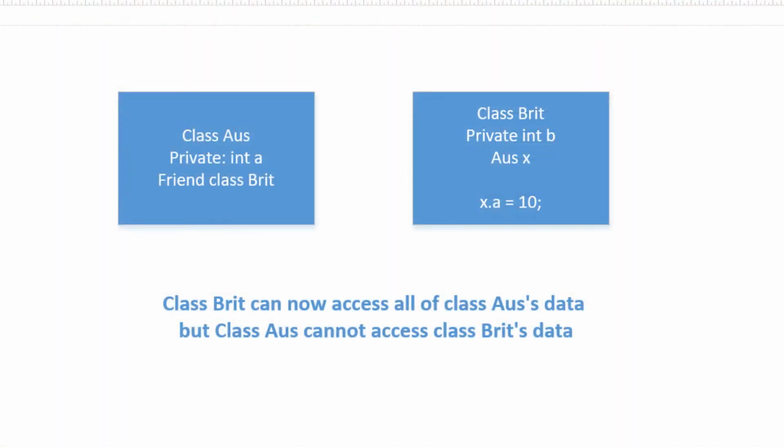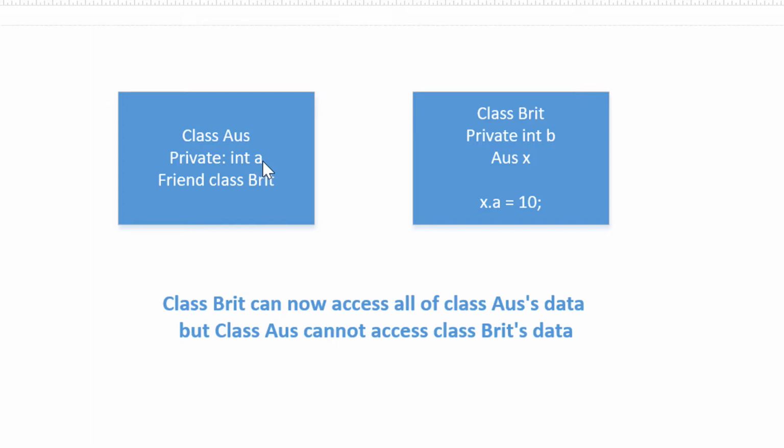Okay, so to make this example very easy to understand, I've created two very basic classes that I've declared right here in this visual diagram. So we've got two classes, class Oz and class Brit. As you can see in class Oz, I have a private member that I've declared, called integer A. So this is a private variable called int A.